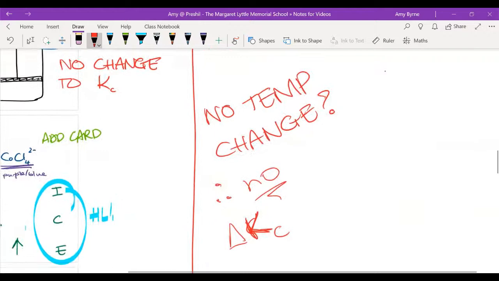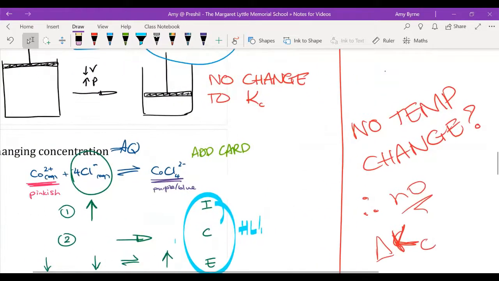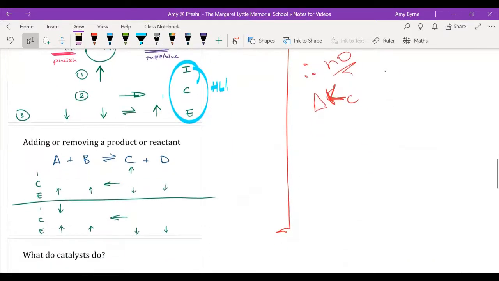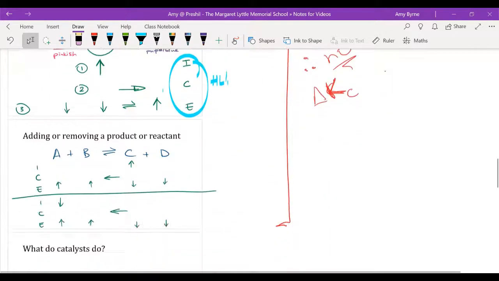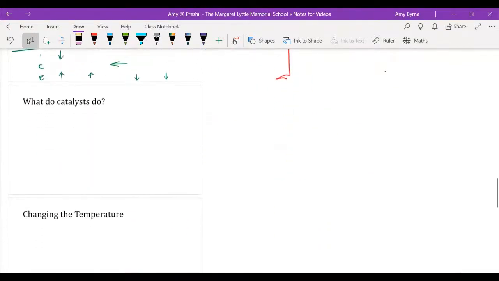This is one of those simple things that kids, when they're stressed and doing an exam, see the constant and see my concentrations changing before they get back into equilibrium, and they talk about the equilibrium constant changing. It is one of those things that is consistently asked for 1 mark on an exam, and consistently kids mix it up. If you are changing anything other than temperature, I don't have a change to Kc.